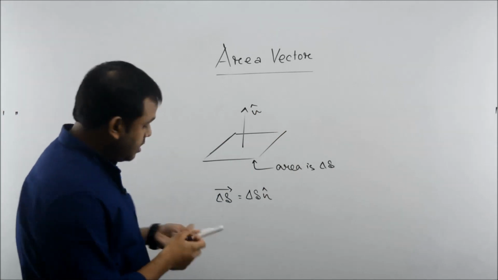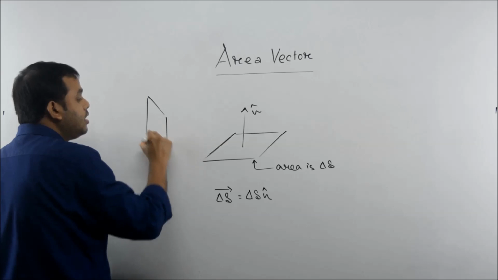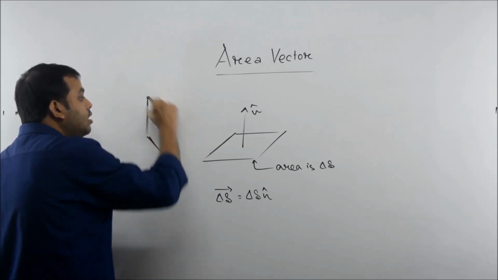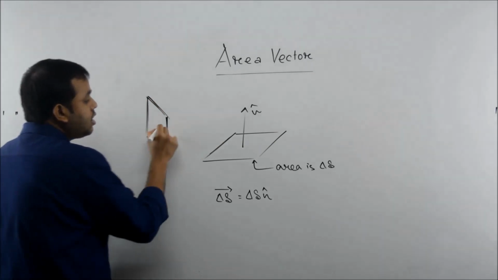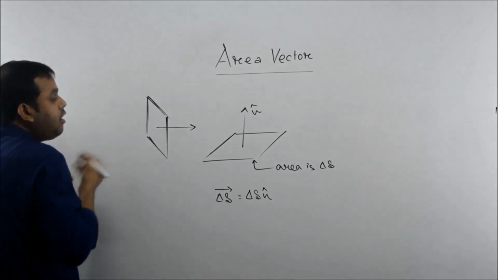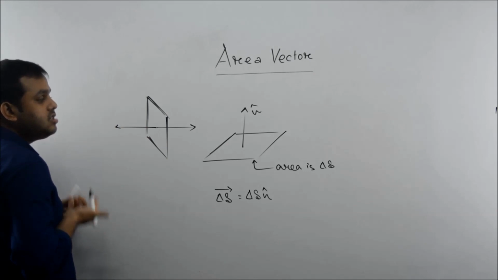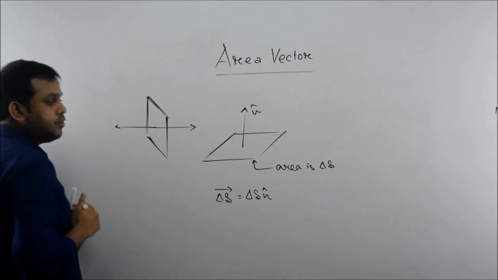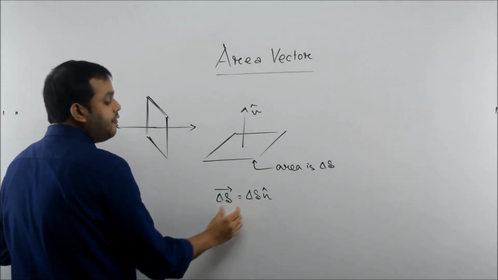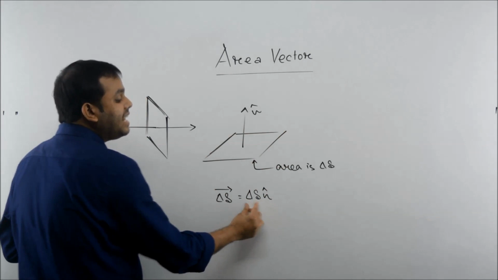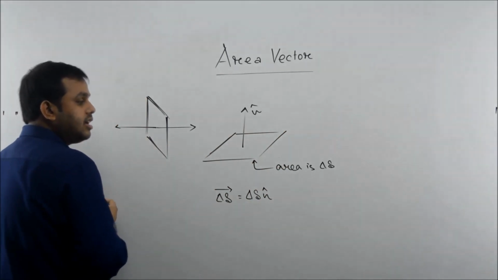Clear students? For example, this is a planar area. Now it's up to you which normal you want to take. If you wish, you can take this direction, or if you wish, you can take this direction. Both are normal to the surface. Clear students? So for a planar area, area vector is a vector whose magnitude is area and direction is normal to the surface. Clear students?